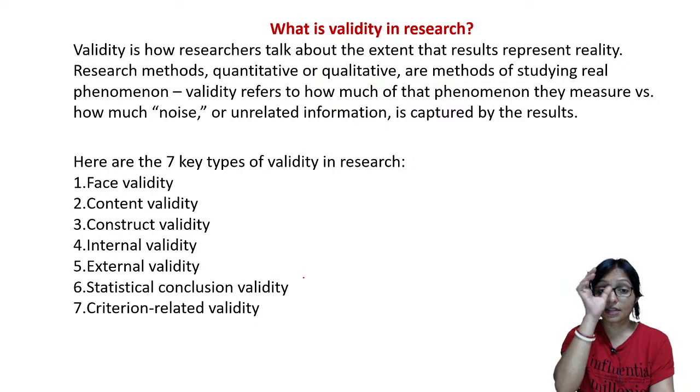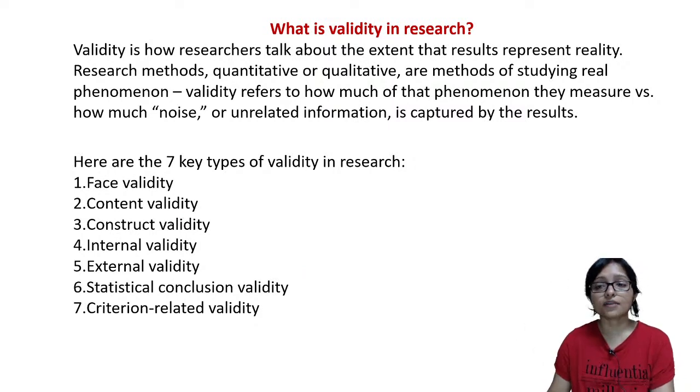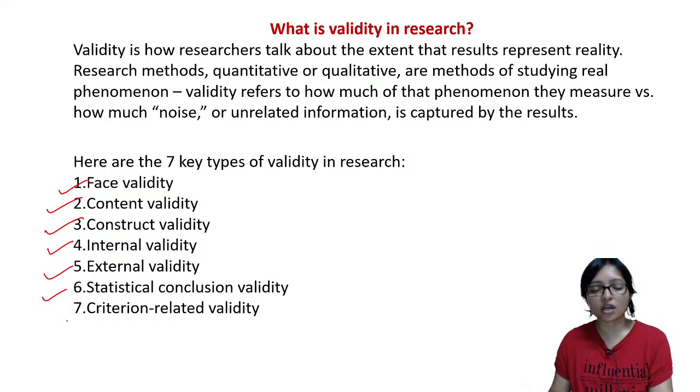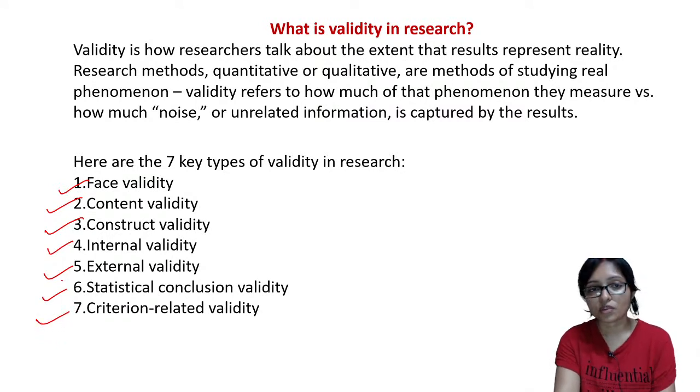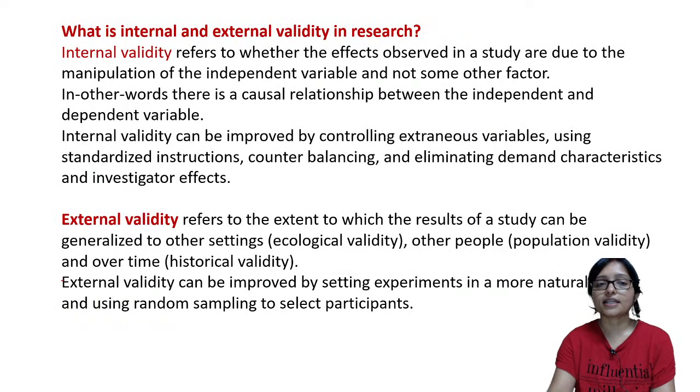Now here are the different types of validity. From here questions are coming. What are the different types of validity? Face validity, content validity, construct validity, internal validity, external validity, statistical conclusion validity, and criterion related validity. These are the different types of validity.